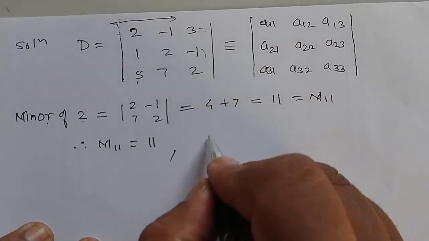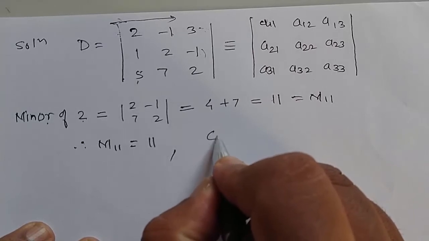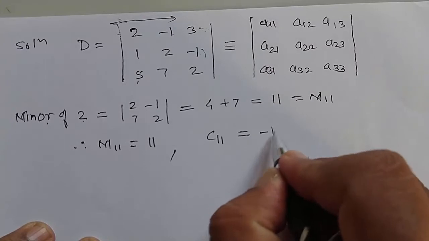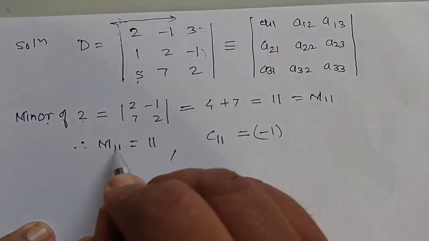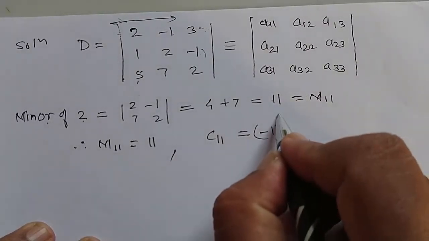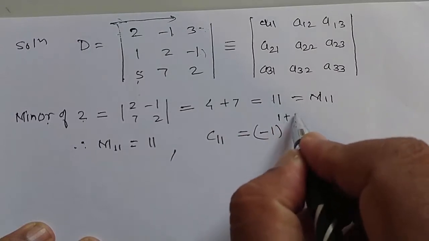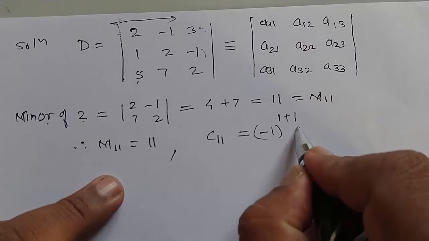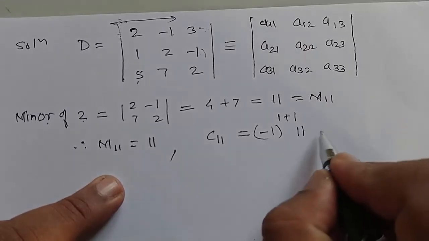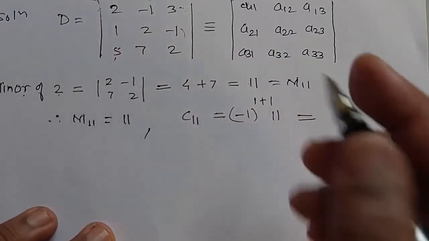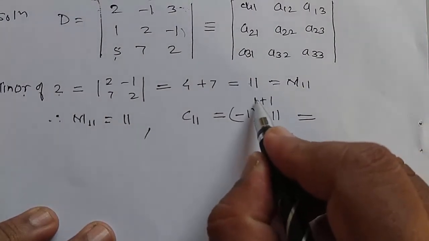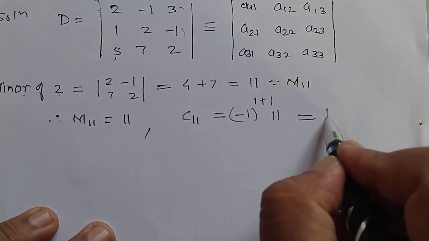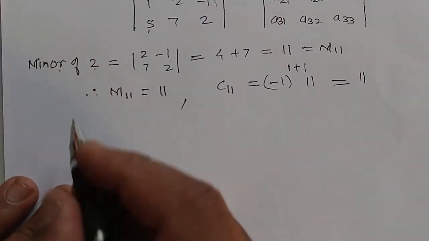Similarly, the cofactor is denoted by C11, equal to minus 1 raised to 1 plus 1, that is first row first column, into the minor 11. Here the index of minus 1 is 2, so it is positive, so it becomes 11.